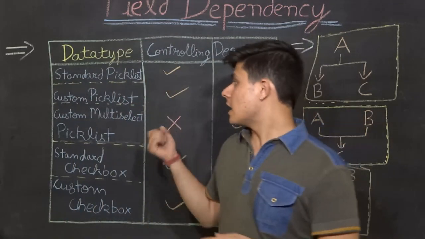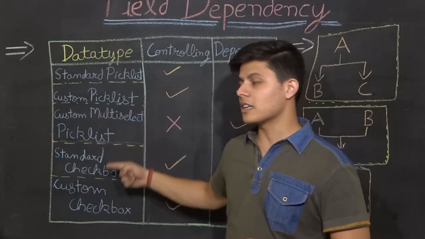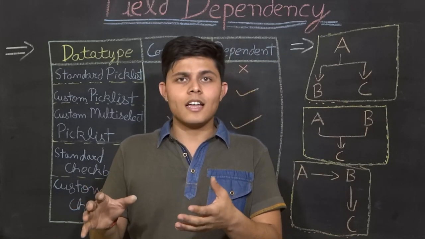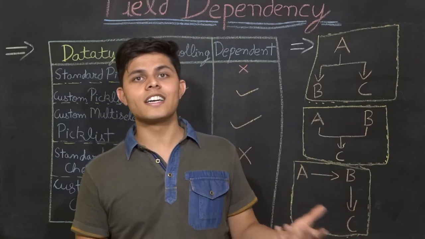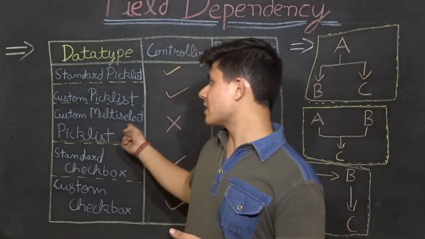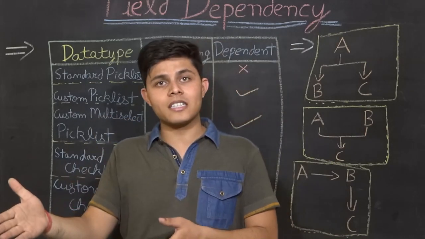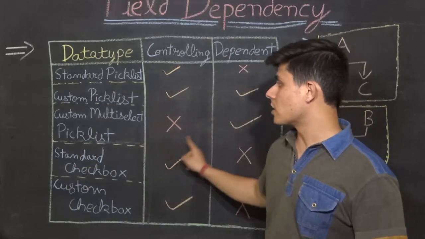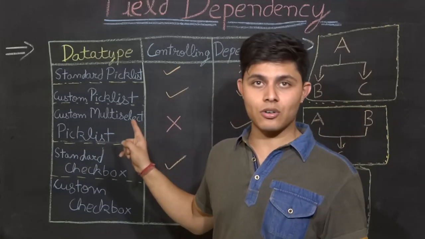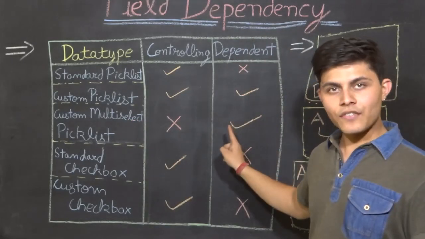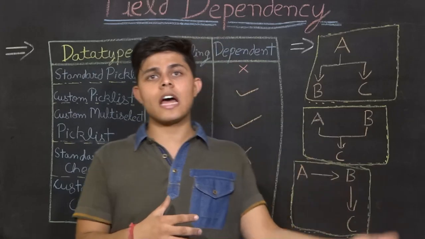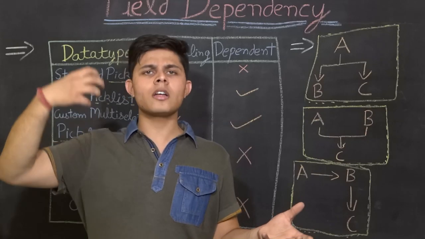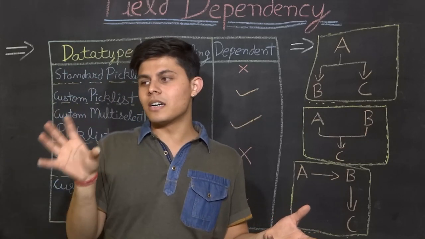Now let's have a look at the third data type, which is custom multi-select picklist. Why is it only custom? Because there are no multi-select picklists already created in any object. That is the only reason I have written custom multi-select picklist instead of standard multi-select picklist and custom multi-select picklist. In custom multi-select picklist, it cannot be controlling. In fact, multi-select picklists can never be controlling. They can only be dependent in a field dependency. You can control the values available in that multi-select picklist based on the value of another picklist or checkbox, not based on any other multi-select picklist.